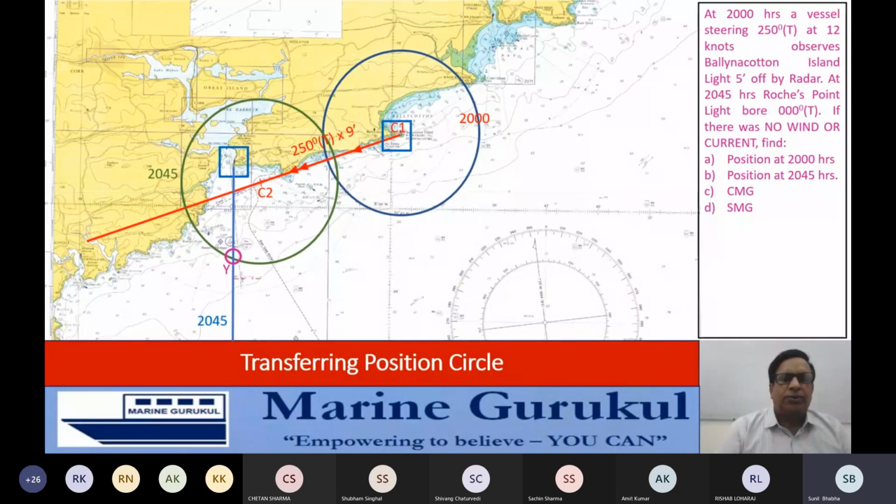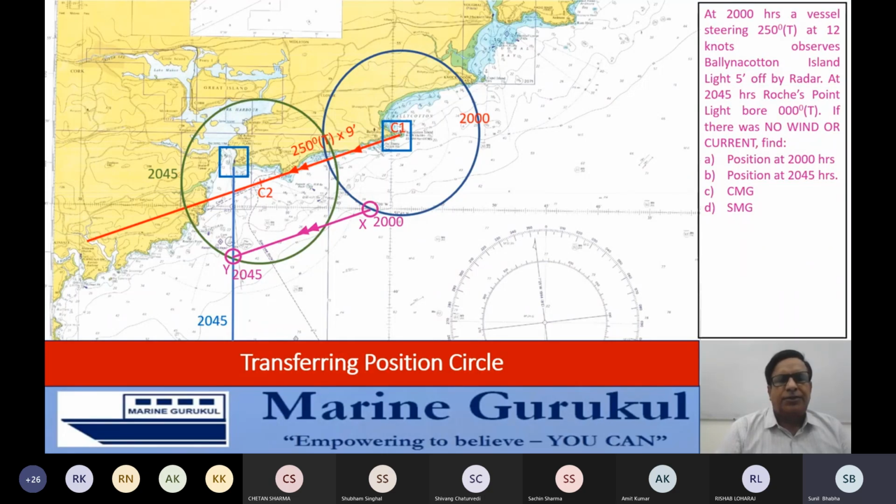Obviously, in reaching position Y, the vessel would have made good a course, which is represented by C1, C2. So the CMG C1, C2 is transferred through Y, and this magnitude is also equal to the magnitude of C1, C2. Now where this cuts the 2000 hour circle, that is at point X, that becomes the fix at 2000 hours.